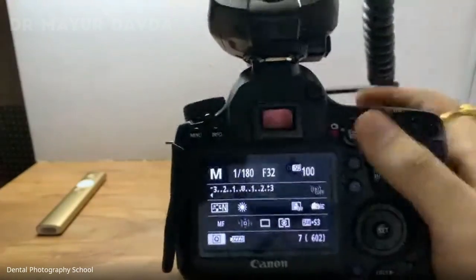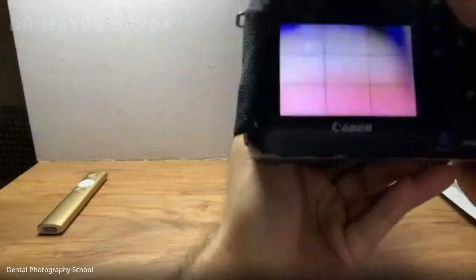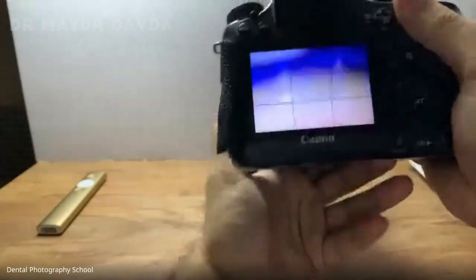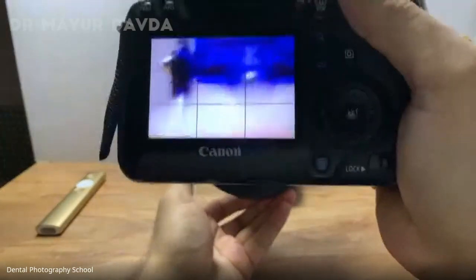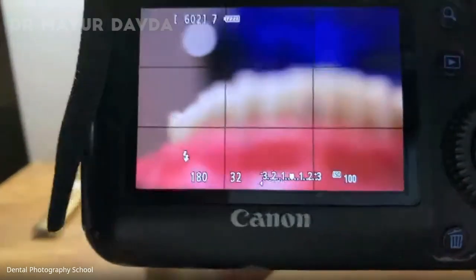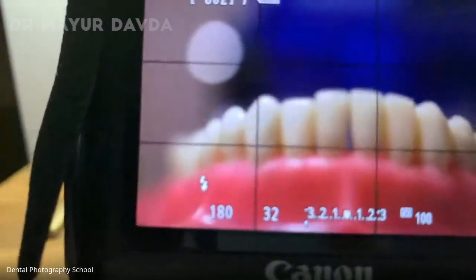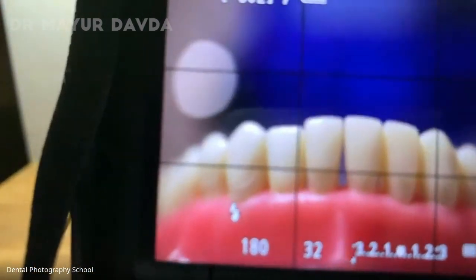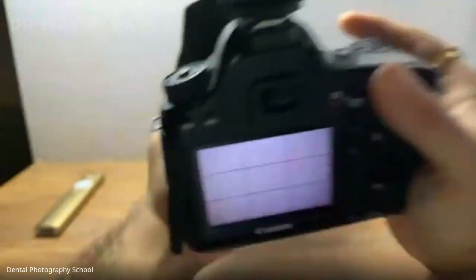So what I'm going to do is follow what the audience is telling me, and I'm going to move a little closer to my subject. So let me see if that helps. So right now you can see that it is becoming more and more blurred. So I'm going to go away. Yeah, you can see that the moment I go away from the subject, it's becoming sharper.